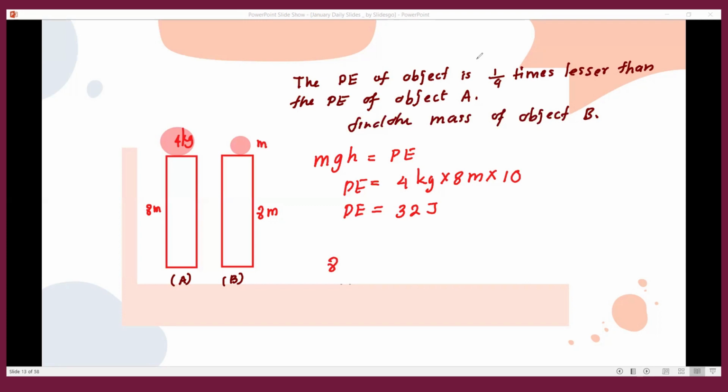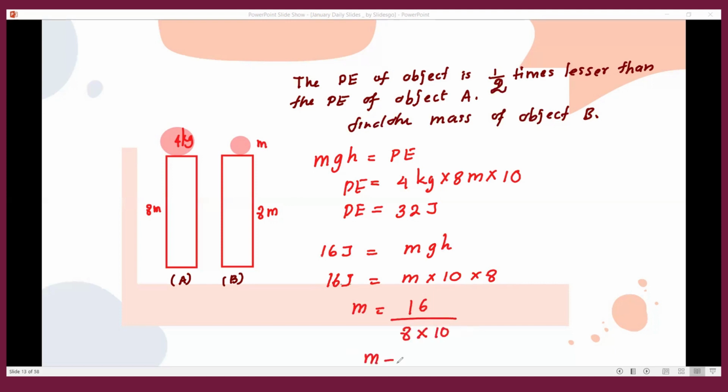Oh, we have to make a simple change in the question. Let's make it half times lesser. So here the potential energy in the second object is 16 joules. And that 16 joules is equal to mgh. m is something we don't know yet. The gravity is 10, height is 8, and it is equal to 16 joules. So making m the subject, we have 16 divided by 8 and 10. If we solve this, we get 1/5 kg for our mass, which you can still give as a decimal number.